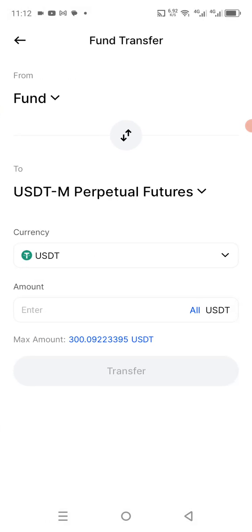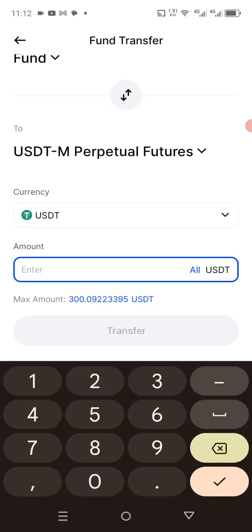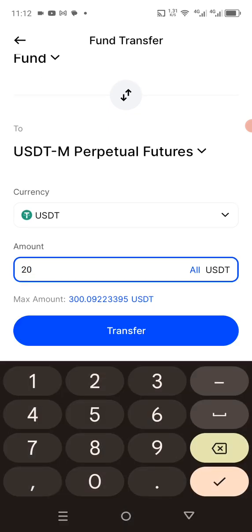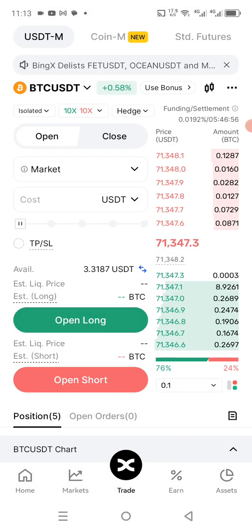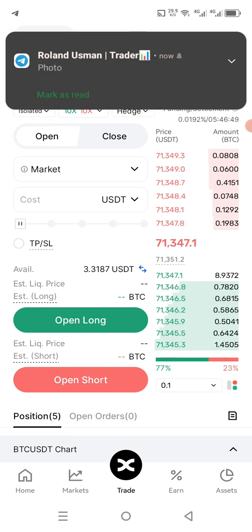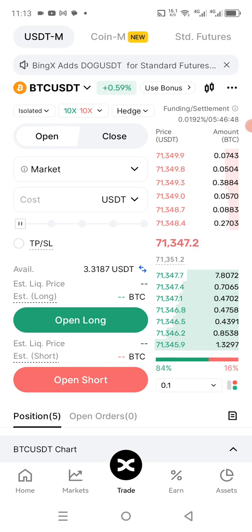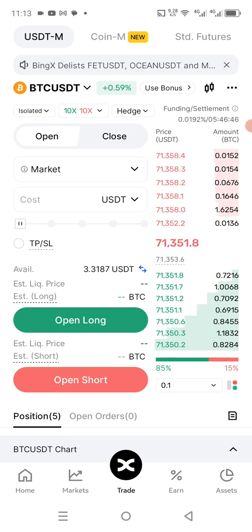Once I click transfer, I can add the amount I want to use. Let's assume I want to use, let's say, $20. I can now transfer $20. I already have money in the futures account, so I'm just giving you an example. Back to where we are, remember this place, you are seeing these two blue short arrows. That is exactly how you can transfer money from your funding account to your futures account.